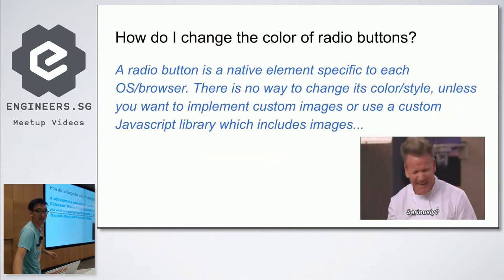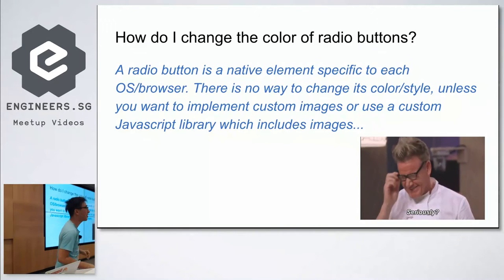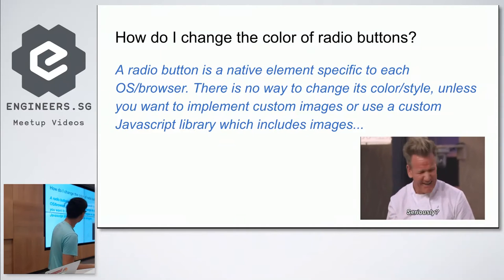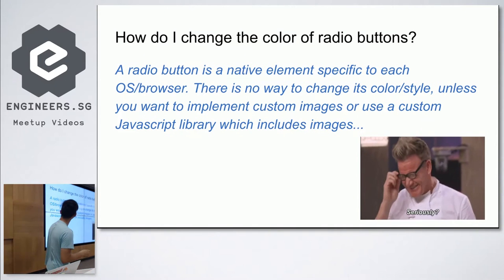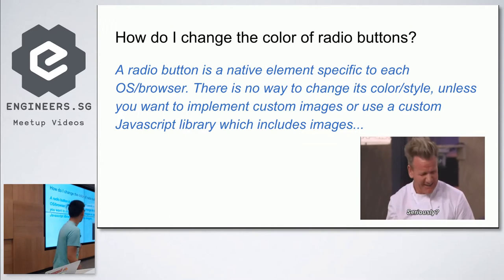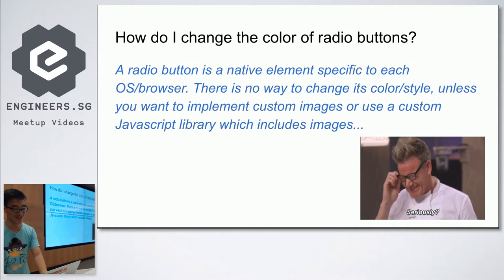Immediately, the first thing I do is I Google, how do I change the color of radio buttons to use Carousell Blue, the brand blue, right? And then the first answer on Stack Overflow is that radio button is a native element, blah, and you cannot change the color or the size. And I'm like, what? Okay, how do I do that?